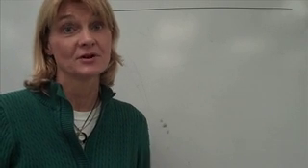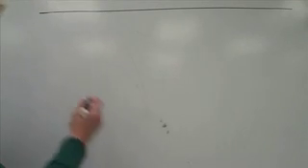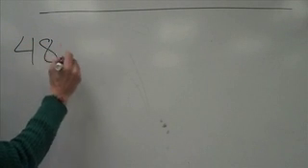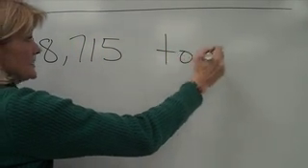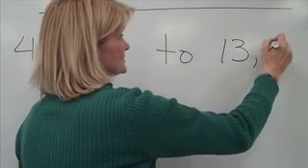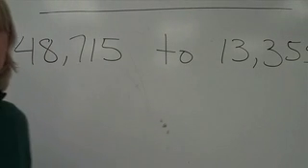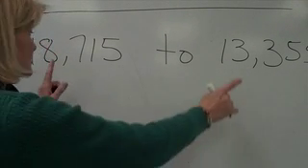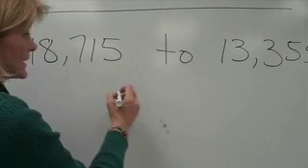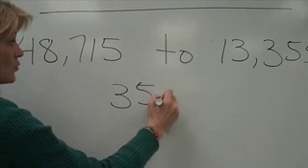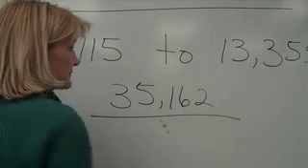Okay, just for fun, let's figure out what the percent decrease is from that really expensive truck we saw to the price of the truck that we found, not including the tax, just the discounted price. So the really expensive one was $48,715. And now our truck was $13,355. All you have to do to find the percent increase or decrease is subtract these two. And the difference between these right here is $35,162. That's a whole nother truck.